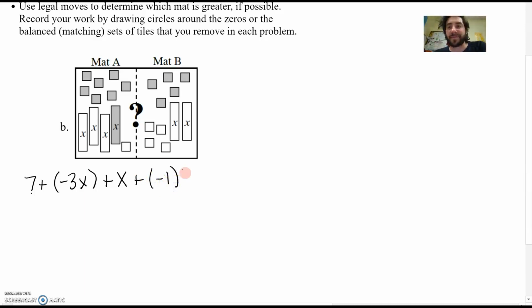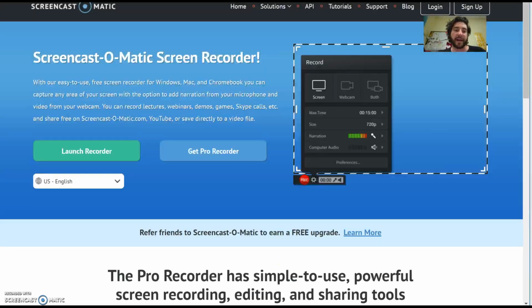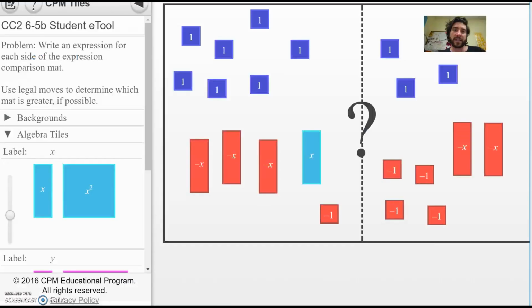Right, that's kind of sloppy. So one thing I do is I like to simplify it first. So instead of doing that, what I could do is take my algebra tiles that I have here. Here are my algebra tiles, and here's mat A, already built for me.